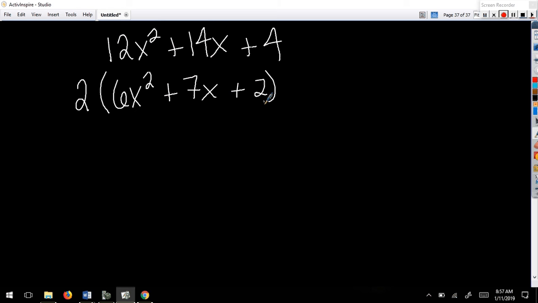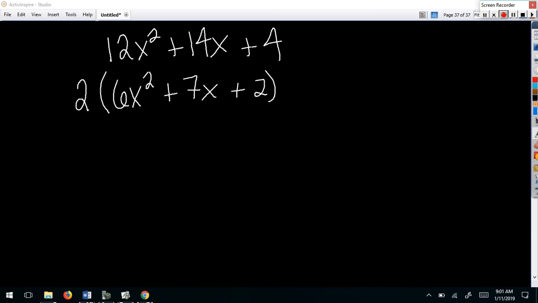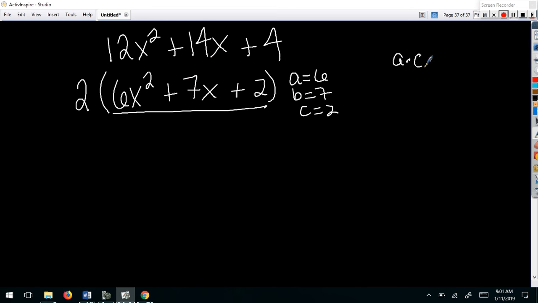I like to think about factoring as a puzzle. If you think about it like that, it's kind of fun. Looking at this, we're just going to look at what's in parentheses, because remember the goal is to get it into two separate parentheses to look like intercept form. So tell me first, what is A? What's B? What's C? Here's the puzzle. Multiply A times C together. What do you get?